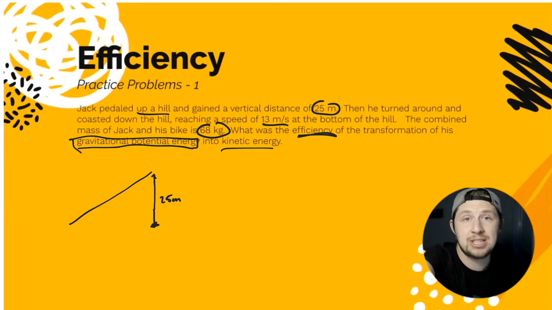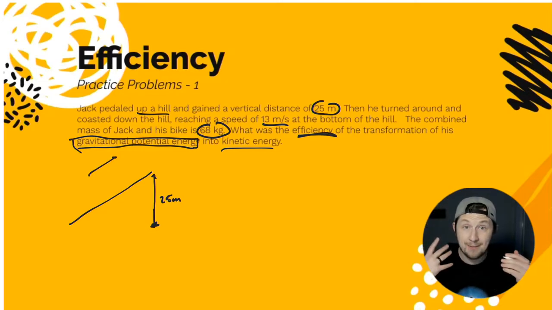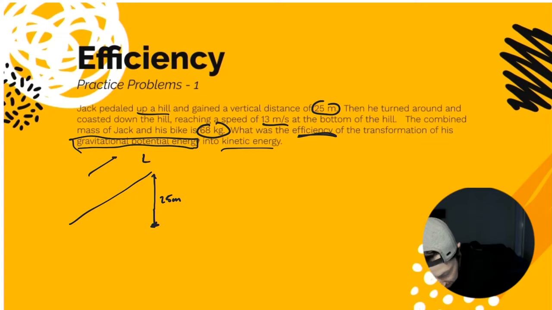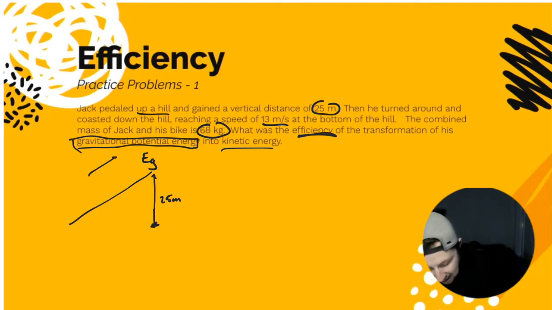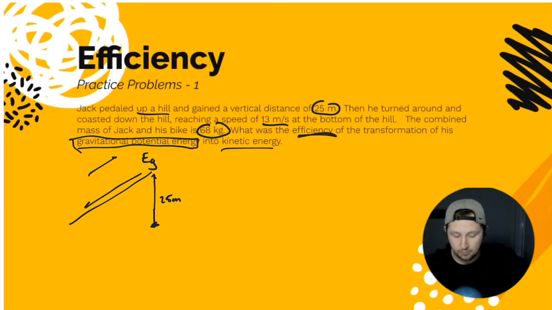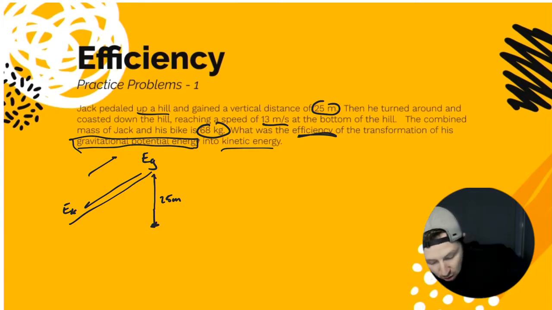So there's two things happening here. Jack goes up the hill, and as Jack goes up the hill, at the very top, he's gaining gravitational potential energy the whole time. So when he gets to the top of the hill, that's the max that his gravitational potential energy is going to be. And then he starts coasting down the hill. And at the bottom, it is all kinetic energy. All right? Now, same type of problem that we did before with a pendulum and all the hill things. This is really similar. So let's go ahead.